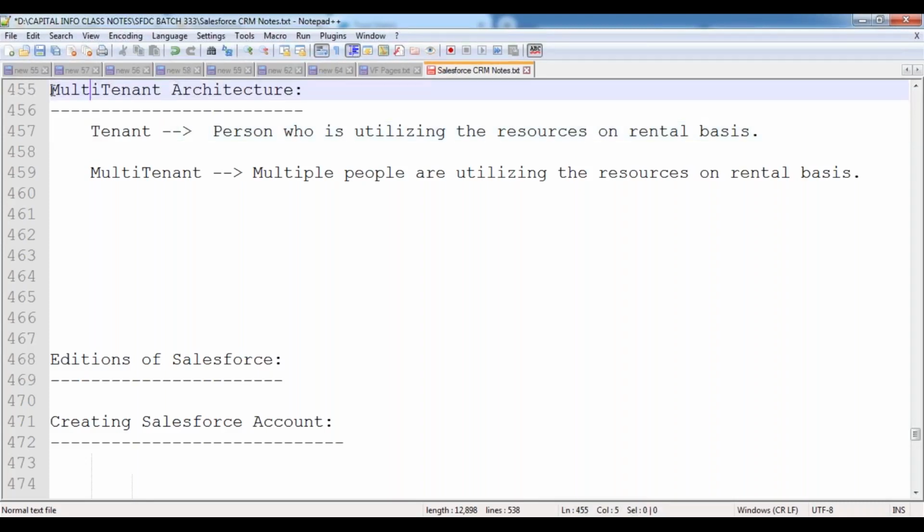Then what exactly does multi-tenant architecture describe? Basically, multi-tenant architecture describes that whenever any customer wants to use a resource, they don't provide a separate dedicated server for each and every customer. Instead, they provide shared infrastructure.